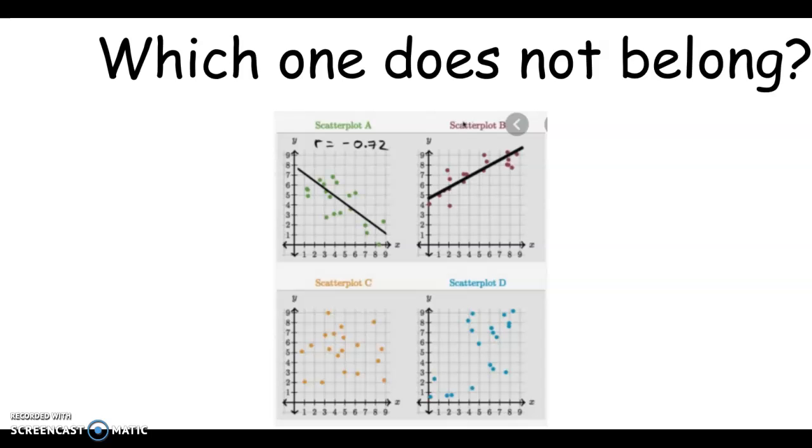I want to say I'm very sorry I'm not here with you today, but I've got a little sick guy at home. So we're going to talk a little bit more about scatter plots.